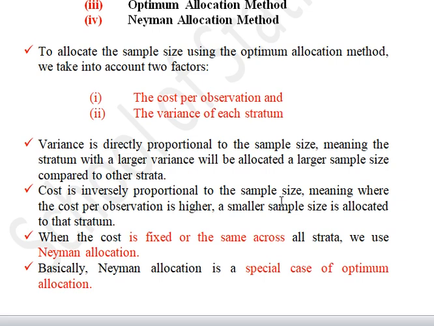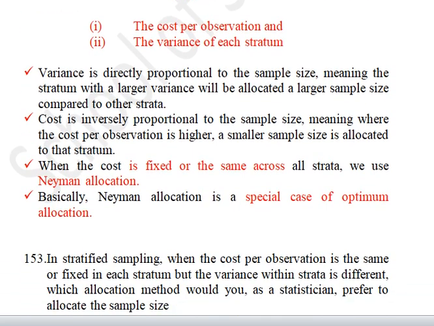When the cost is fixed or the same across all strata, then we use Neyman allocation. Basically, Neyman allocation is a special case of optimum allocation.